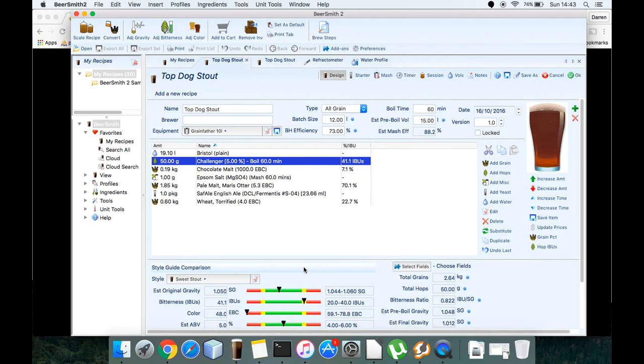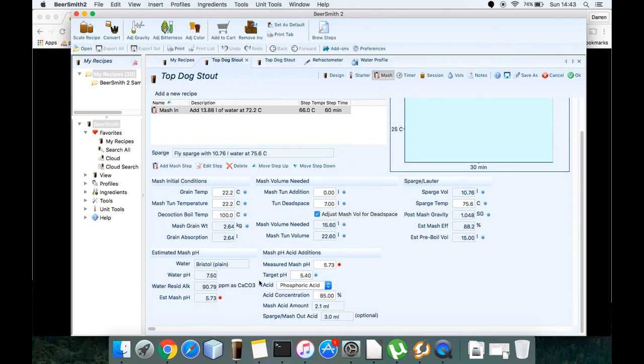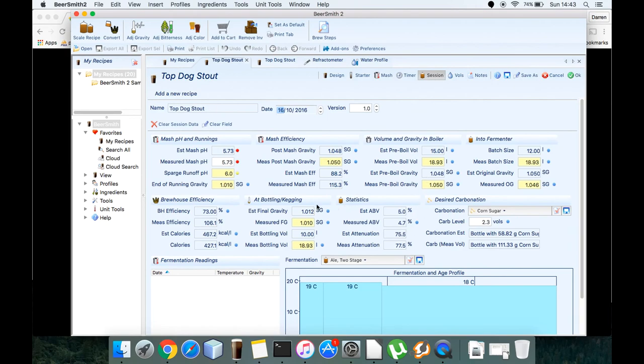And that's it. The other things I'd be doing now is to actually come back in here when I do my mash, and I'd be popping my figures in here. On the session, I'd be sticking in what my measured mash pH was, and I'd also be sticking in my original gravity before I started to boil, and how many litres I collected. BeerSmith would then go and do all the work for me and tell me what my mash efficiency is and all that stuff.